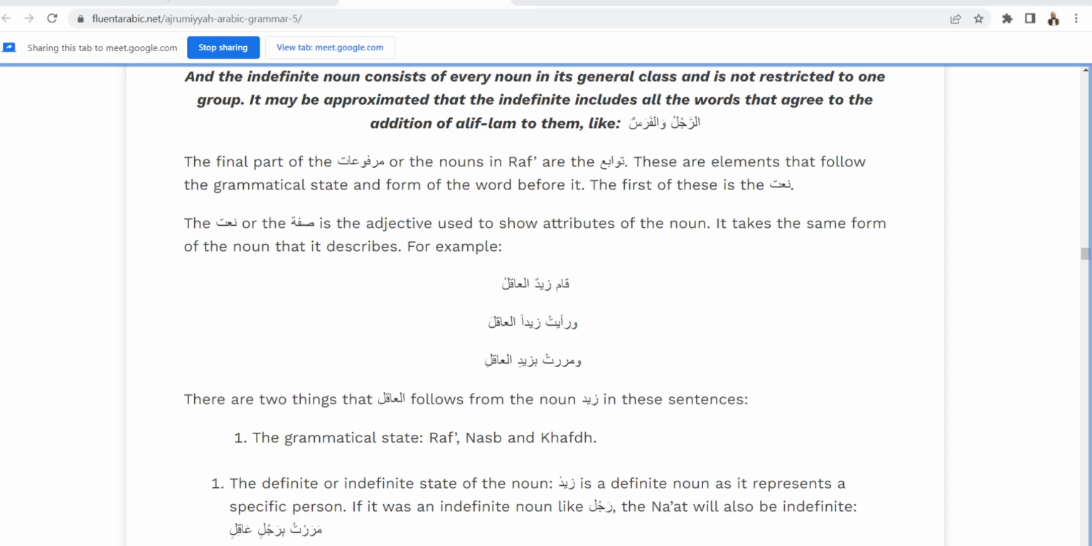So صفة and نعت, usually in beginning courses we say that they are the same. They hold the same meaning. Sifa and na'at. But in advanced research, scholars say that نعت is different from صفة.